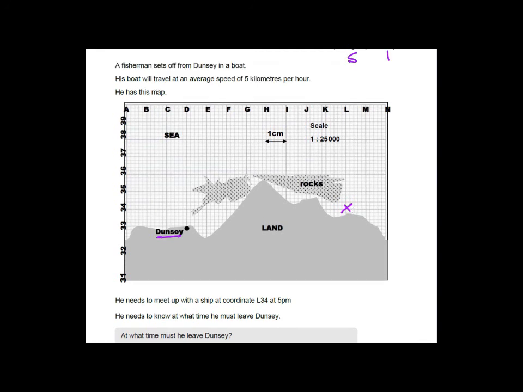So the first thing we need to do is plot a course for the fisherman. So we need to avoid the rocks. We can't go too close to the land. So we're going to go out, across, avoiding the rocks, and down. So we need to calculate this distance. Now, luckily, it's a nice round amount where 1 square is 1 centimetre and our scale is 1 in 25,000. We know with this scale it's centimetres to centimetres, so this is our map, this is the real world.